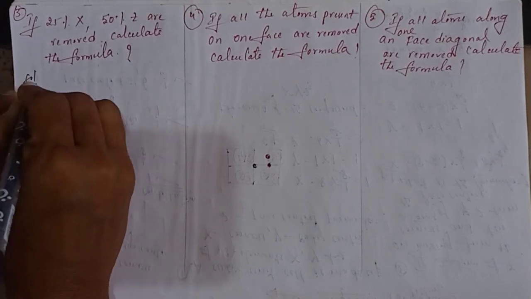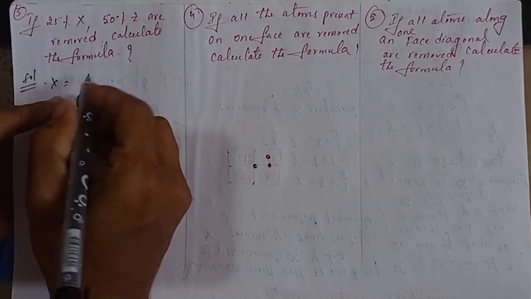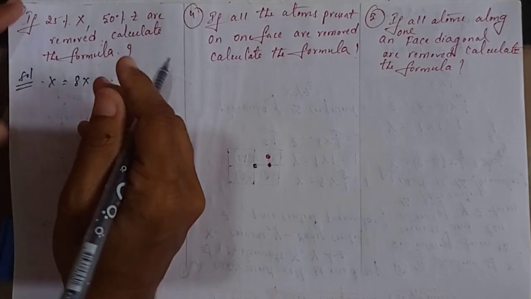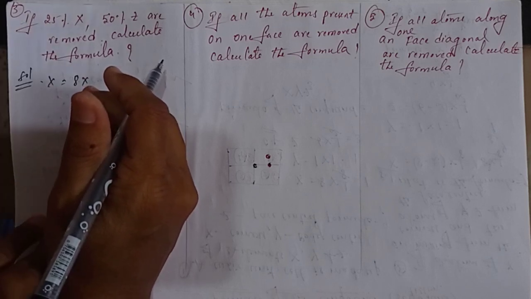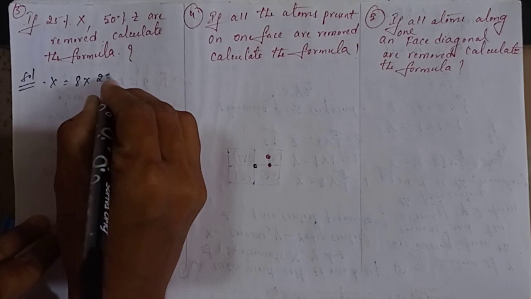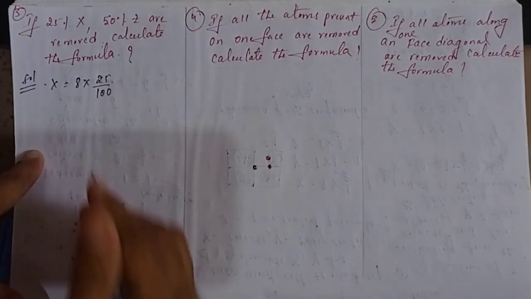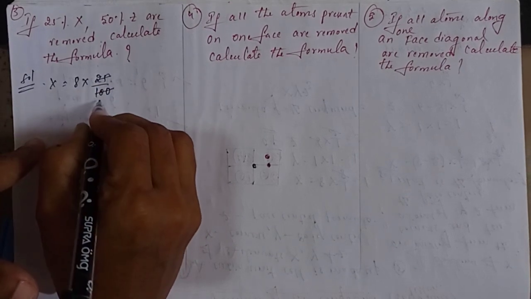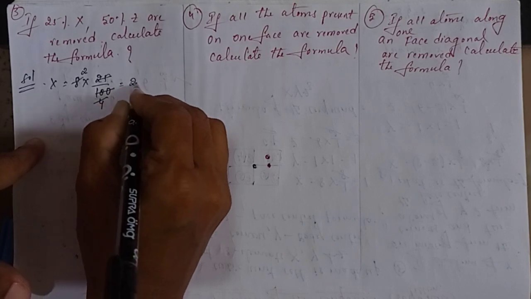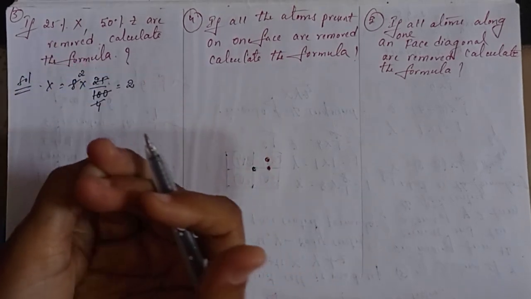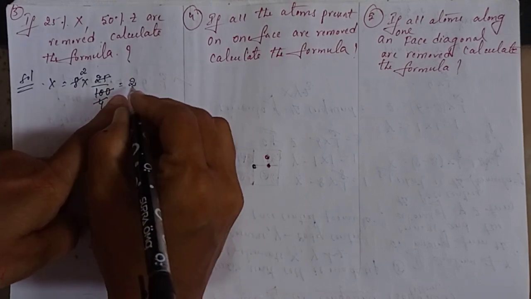Now see, students, solution. X atoms, where are they? At corners. How many corners, students? 8 corners. And here how much percentage is removed, students? 25% is removed. So that's why we are taking 25 by 100. Understanding? 25 by 100 means how much, students? 25 fours are 100. So 4 here how many times? 2 times. So that means two atoms are removed. Are you understanding? 2 atoms are removed.